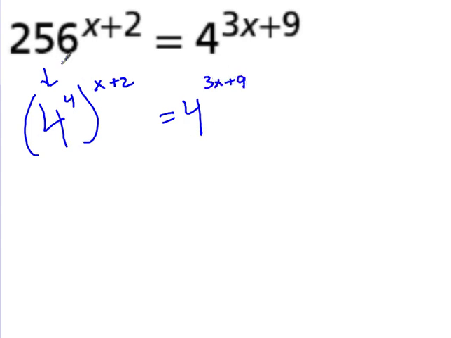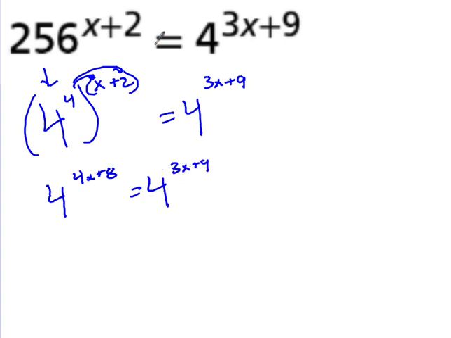Okay? Now I have to do my power of a power property, so I have to multiply these. So this is really 4 times 4x plus 8. I just did distributive property, essentially. I multiplied 4 by x plus 2. And that's going to be equal to 4 raised to the power of 3x plus 9.